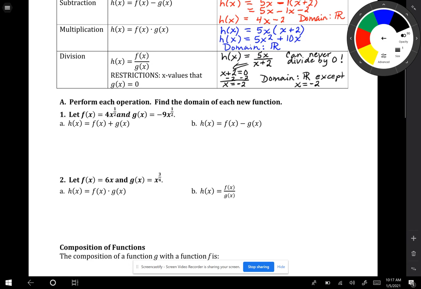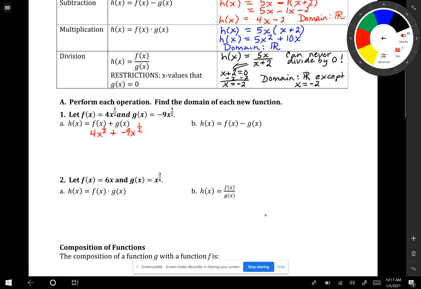Perform each operation, find the domain of each new function. So the top example that we did was just an overview. Now we're going to do some additional examples. And this time we're dealing with rational exponents because we have fraction exponents. And I think the best way to do these is do the regular stuff, but at the end, put your answer in radical form. So for A, we want to add f and g together. So f is 4x to the 1/2, and g is -9x to the 1/2. At least the fractions are the same, so you're going to combine the numbers in front.